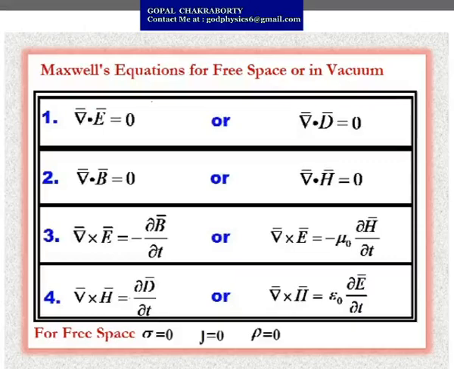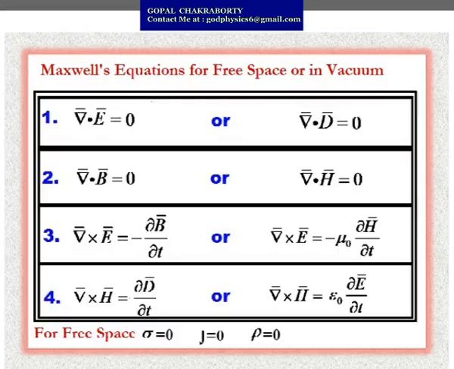So these are the Maxwell's equations for free space or in vacuum: del dot E equals 0 or del dot D equals 0. Del dot B equals 0 or del dot H equals 0. Third, del cross E equals minus del B by del t or minus mu naught del H by del t. And fourth, del cross H equals del D by del t, because as it is free space, the charge density and conductivity all go to 0. So conduction current density will also be 0.